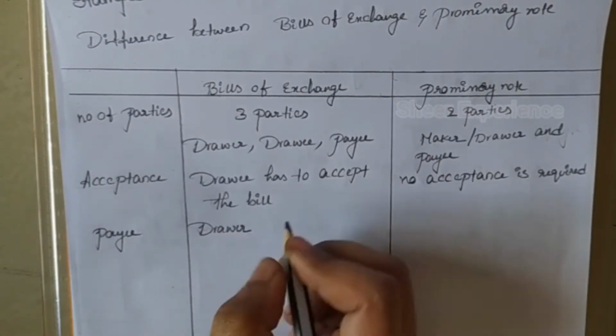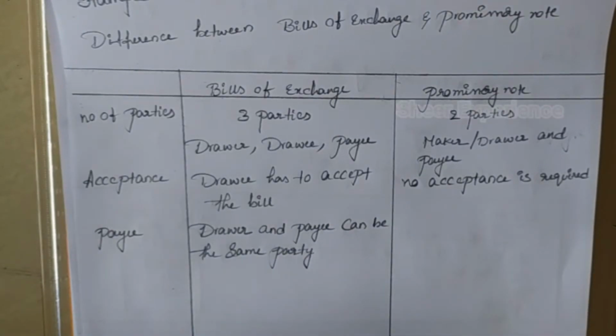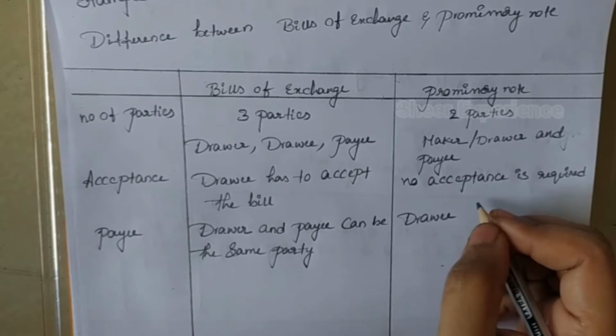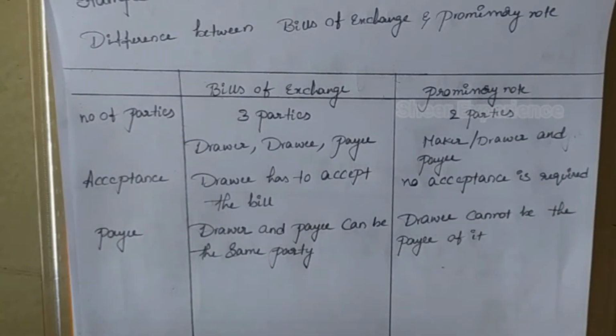In terms of payee, in bills of exchange, drawer and payee can be the same party. If we consider the previous example, Andrew itself is receiving the amount from Ben. So Andrew acts as a drawer and as well as payee. Whereas in the promissory note, drawer cannot be the payee because drawer is the person who borrowed the money. So he can never be a payee.